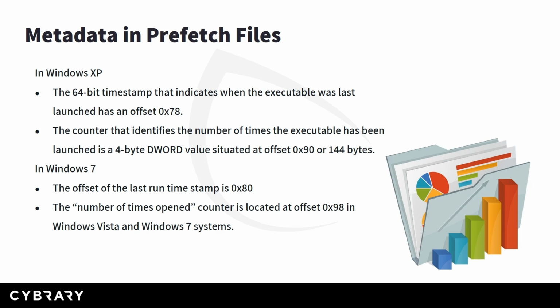In Windows XP, the 64-bit timestamp that indicates when the executable was last launched has an offset of hexadecimal 78 within the file, and the counter that identifies the number of times the executable has been launched is a 4-byte word value located at offset hexadecimal 90 or 144 bytes. On the other hand, the offset of the last run timestamp is hexadecimal 80 in the binary contents of the particular prefetch file, and the number of times opened counter is located at offset hexadecimal 98 in Windows Vista and Windows 7 systems.